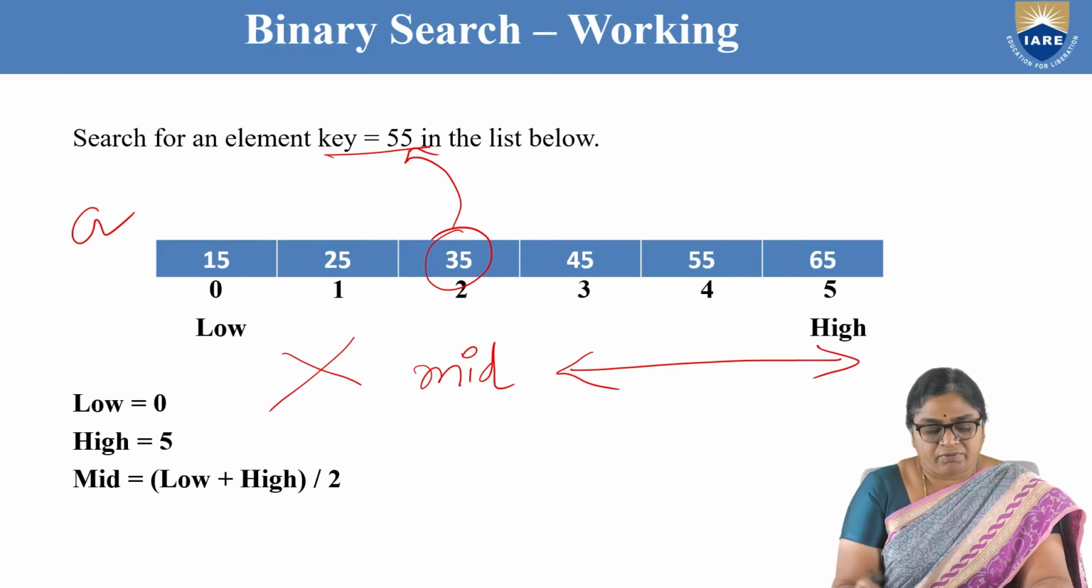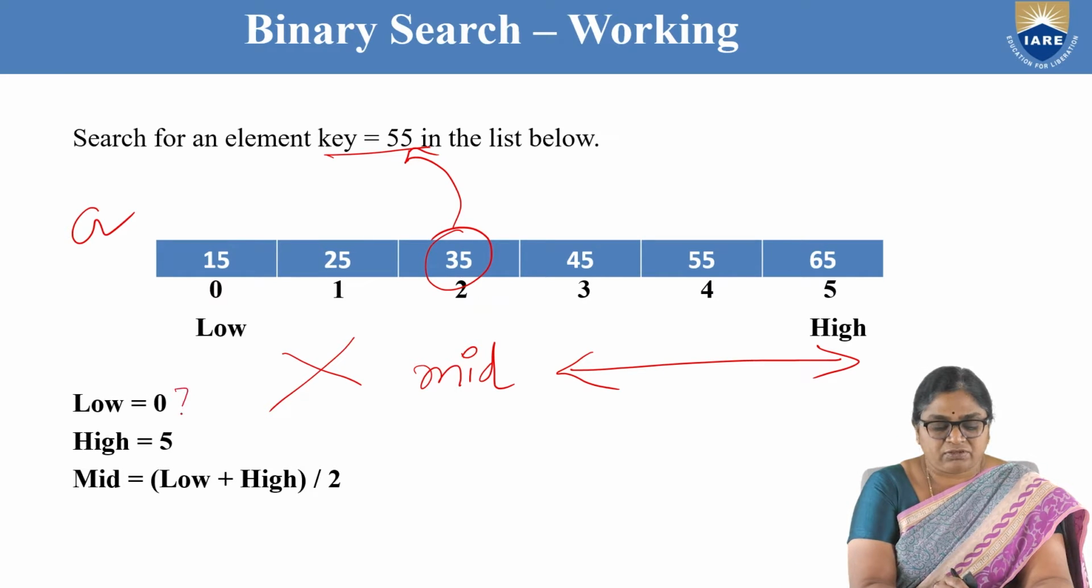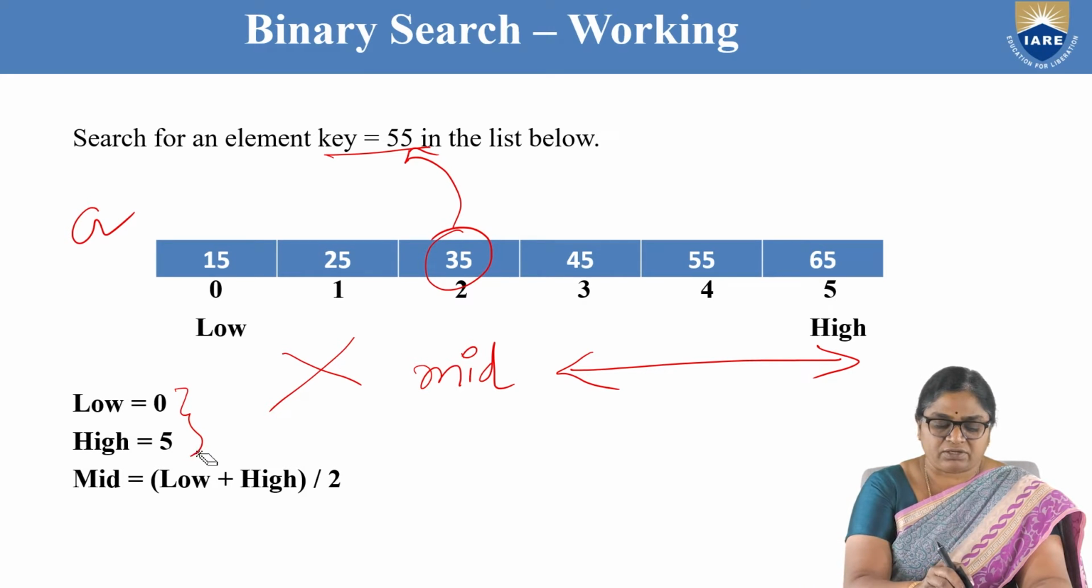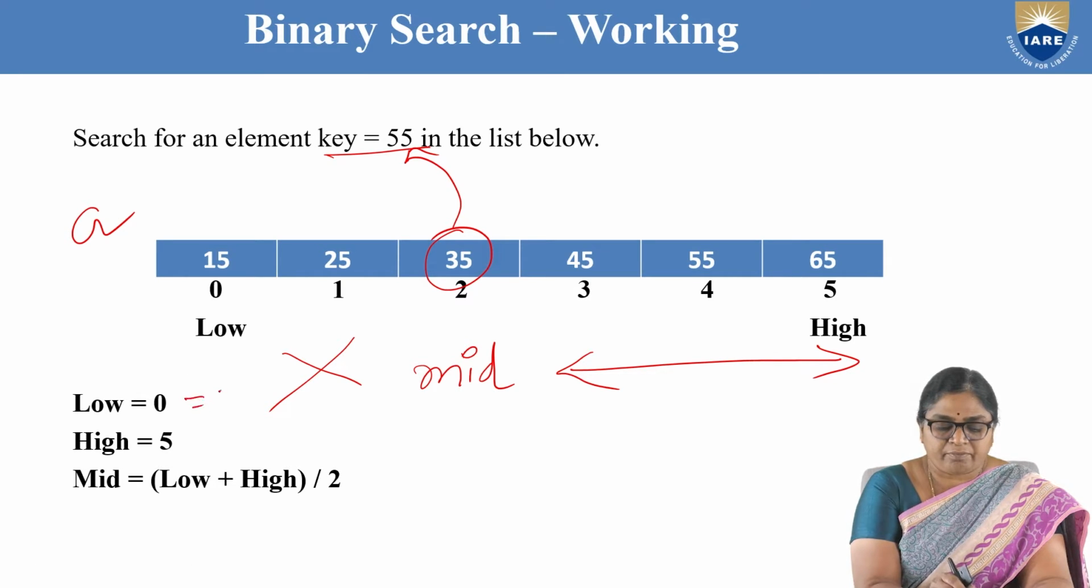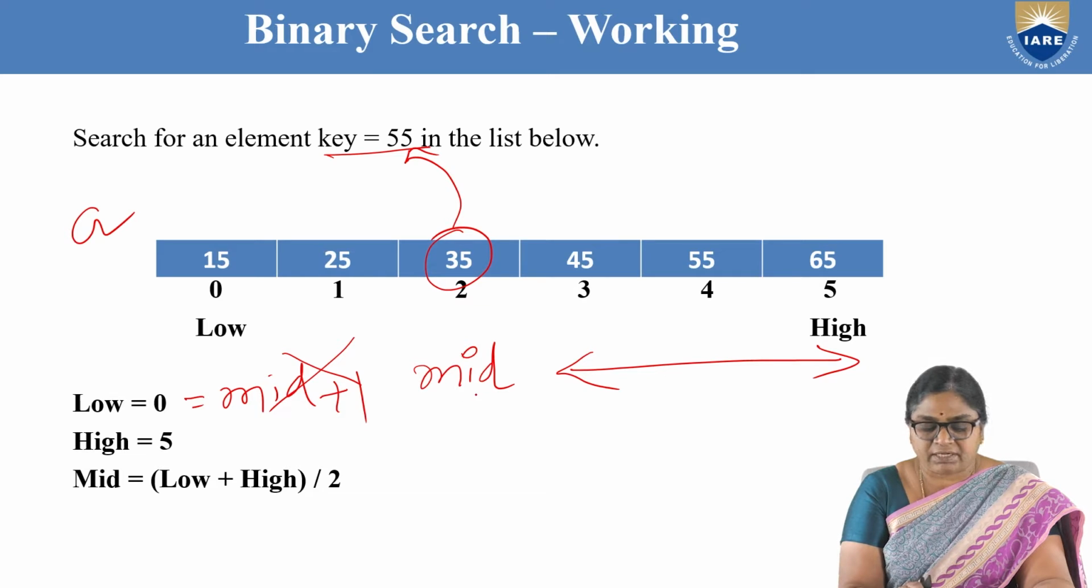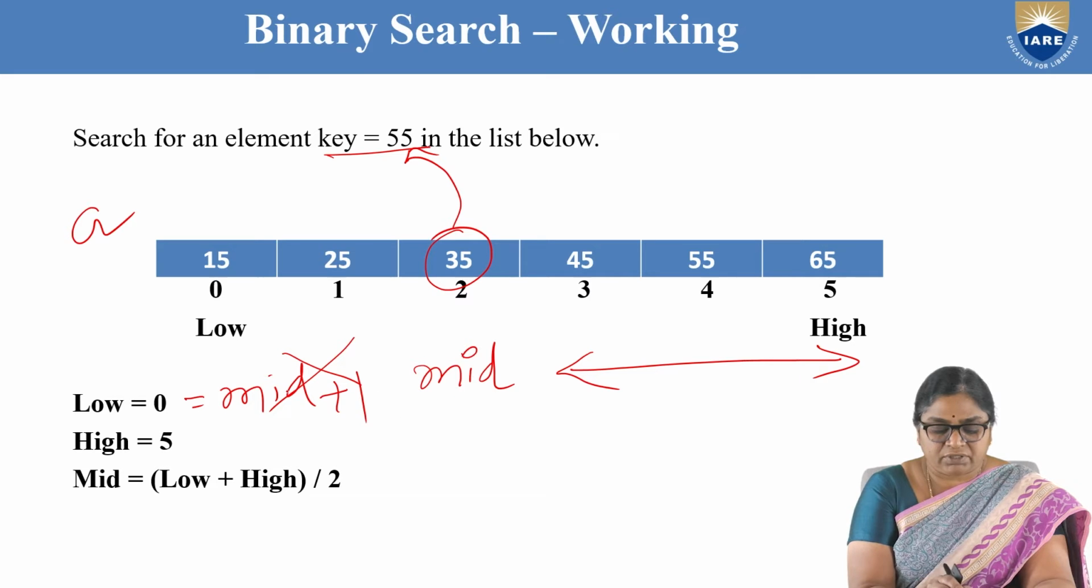So for that, we are going to change the values for low and high. We will adjust low and high values, but especially in this case, we will adjust only the lower value. So here low will become mid plus 1. So what does it mean? Now low is equivalent to mid plus 1, that is nothing but mid is 2 plus 1, 3. Low will become 3 now.